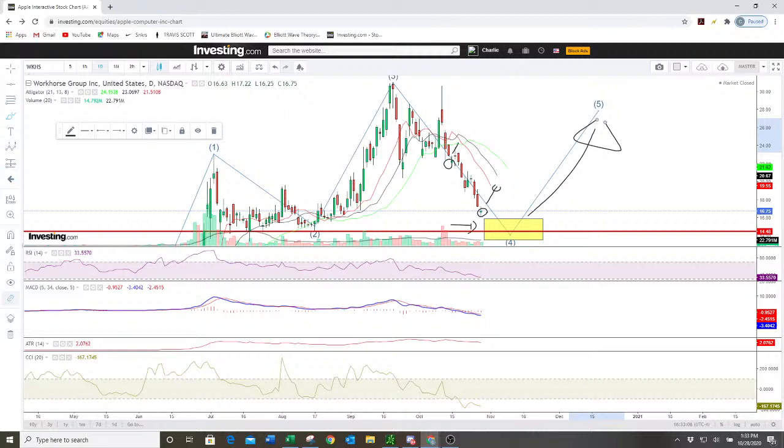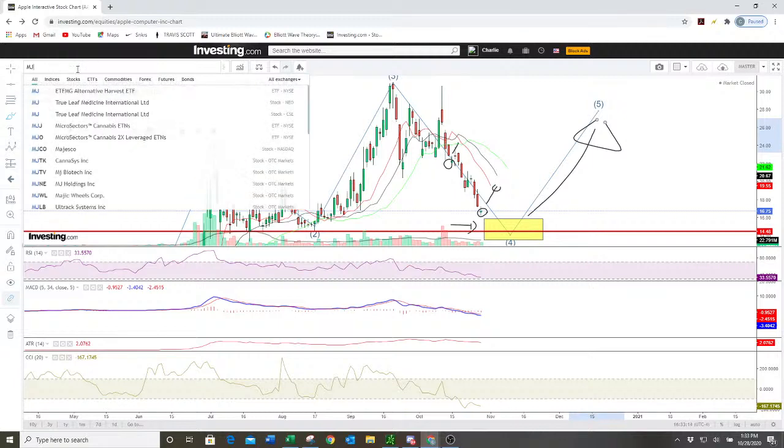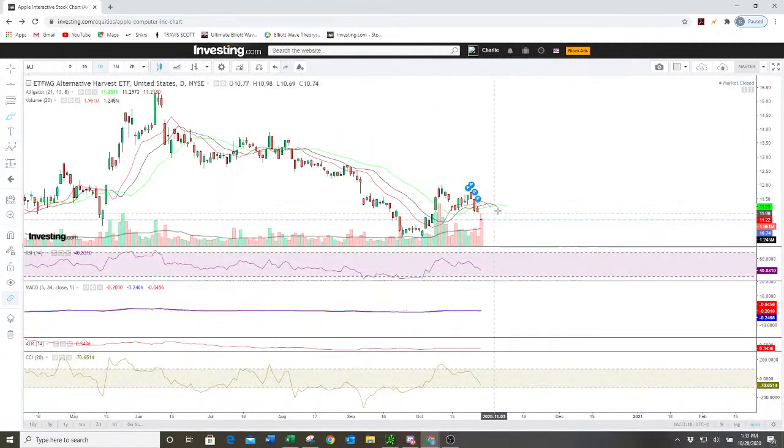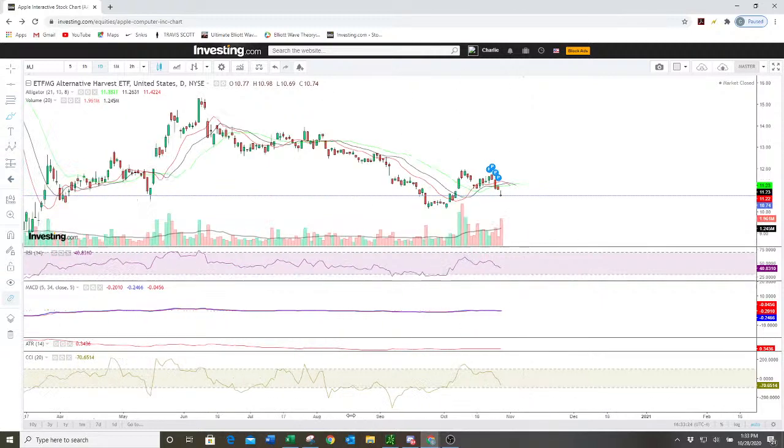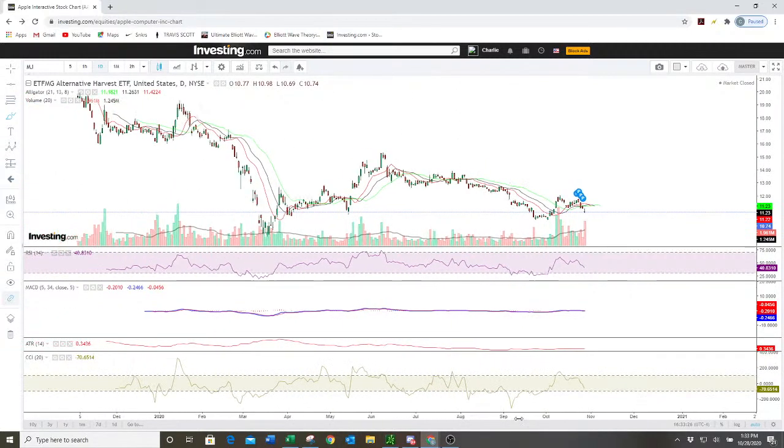Yeah, Workhorse, like I said. MJ, yeah, GB, thank you for hinting to me about MJ. MJ obviously stands for marijuana, which is Alternative Harvest ETF. This is going to be huge if Biden wins. Okay, if the Democrats take the White House, this will be huge.